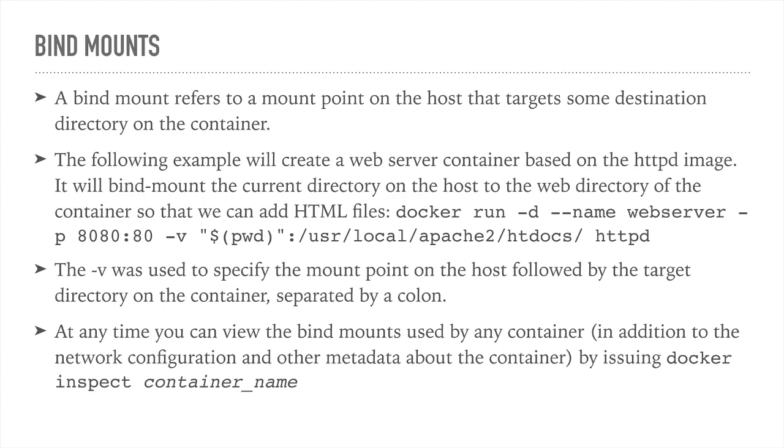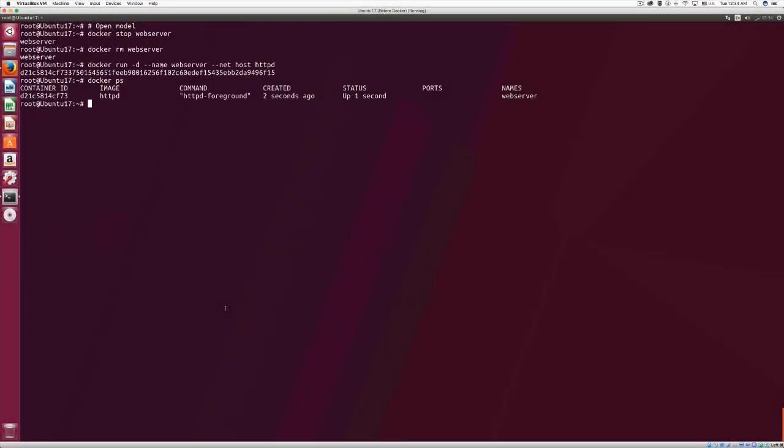Let's start with bind mounts, because they are the easiest. A bind mount refers to a mount point on the host that targets some destination directory on the container. Let's have an example. We are going to create a web server, just like how we did it in the previous lecture. However, we're going to provide a way for the host to share files with this web server. Let's say, for example, to add HTML files to be served by this web server. So let's have a look at our Ubuntu machine, and we are going to issue first docker stop webserver, followed by docker rm webserver.